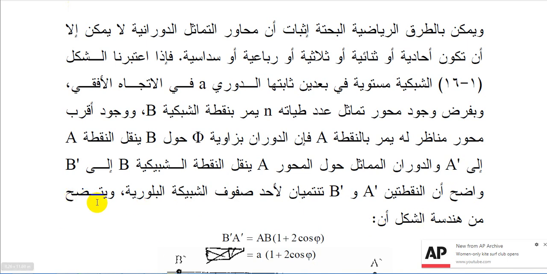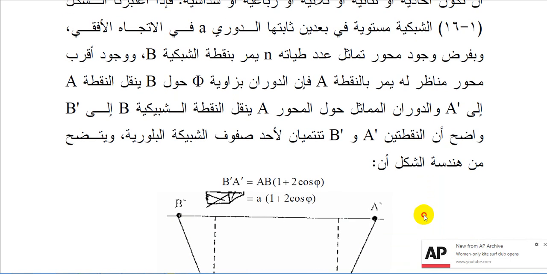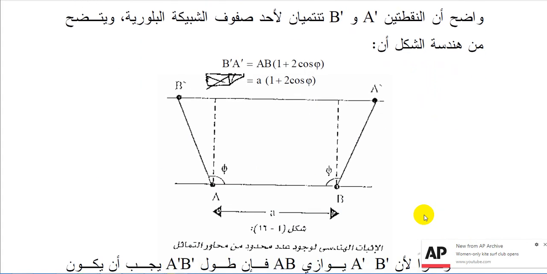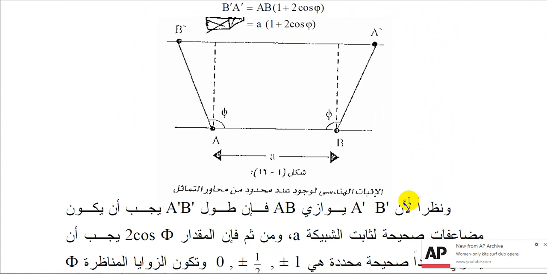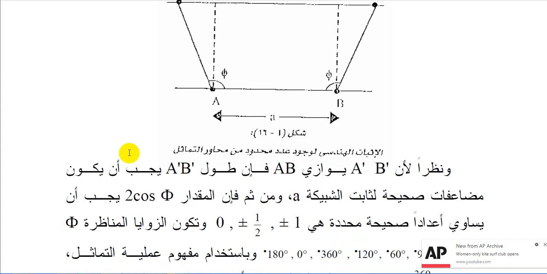It is very clearly obvious from the geometry of the figure, as you can see here in front of you, that the product between B dash A dash equals AB times (1 plus 2 cosine phi), which equals a multiple of a. This is determined by using the graphical or geometrical representation of the equation system, as you have already been briefed.